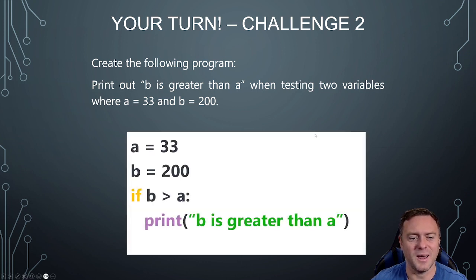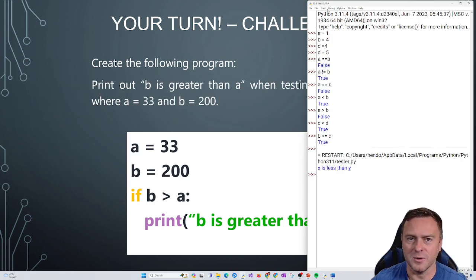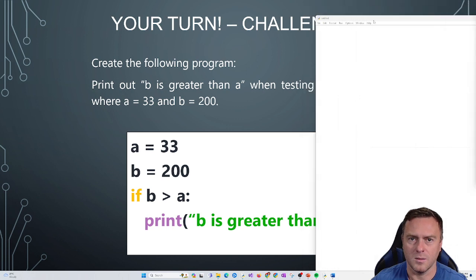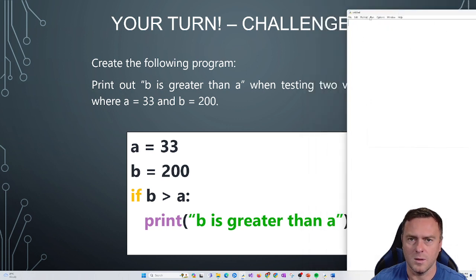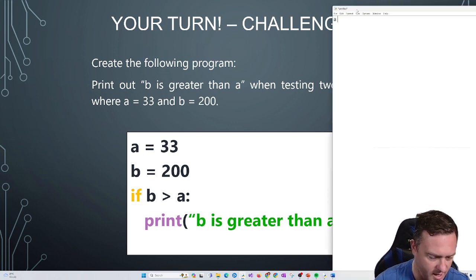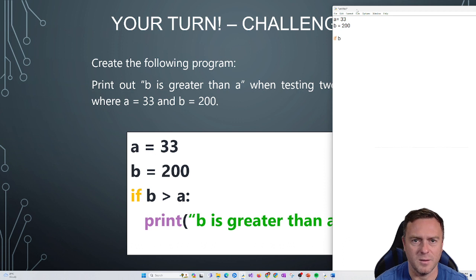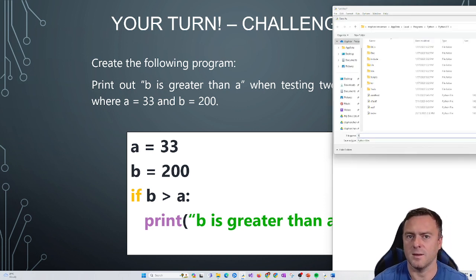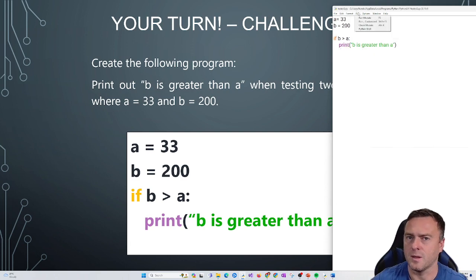Awesome. So what you should have had was this. We'll build our own little script again. Here we go. We'll go A is equal to 33. B is equal to 200. And if B is greater than A, snaky bite, print, quotation marks, B is greater than A. Save that, and then run the module.